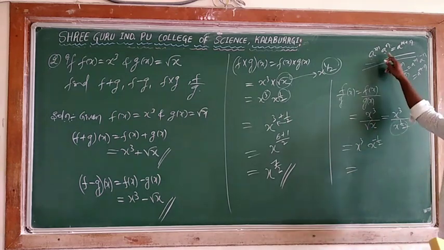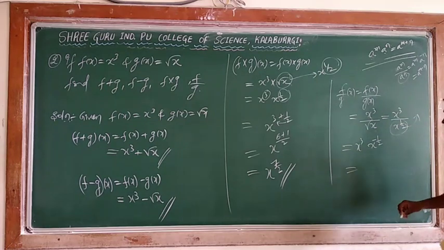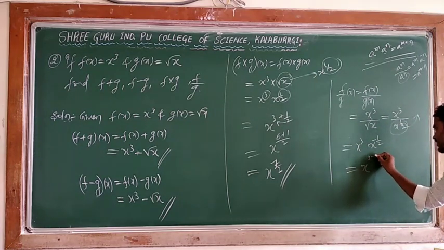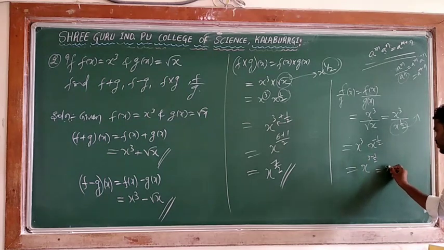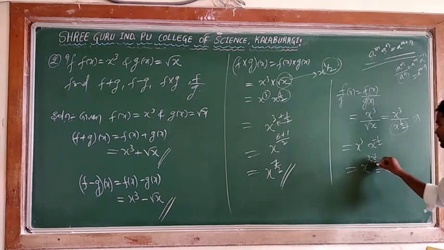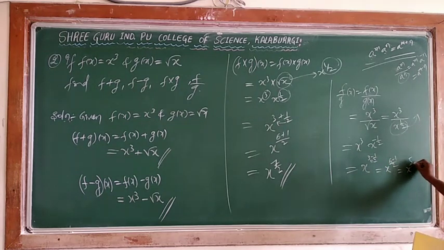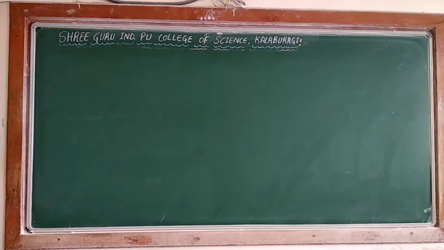I said whenever bases are same, powers you can add or subtract on the basis of sign of the powers. I can write now x is the base, same, powers I can add, 3 minus 1 by 2. x to the power 3 minus 1 by 2, multiply: 3 into 2 is 6, 6 minus 1 divided by 2 is what? x to the power 5 by 2. This is what? Third one.